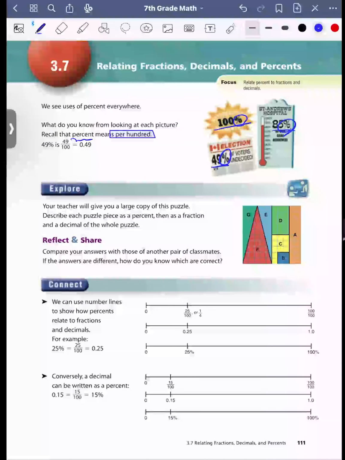For example, let's look at the number right here. If you look at a number that says 25%, that means 25 over 100, which is also 0.25. Okay? Conversely, a decimal can be written as a percent as well. So say you see a number that's 0.15, which means 15 over 100, you can convert it into 15%.